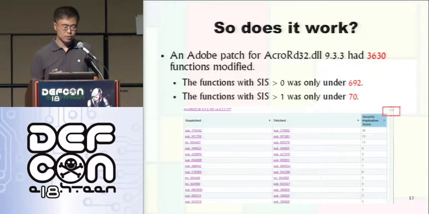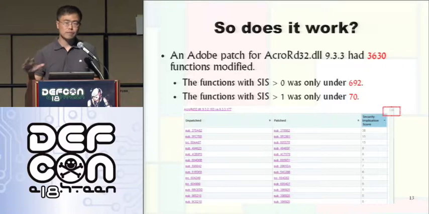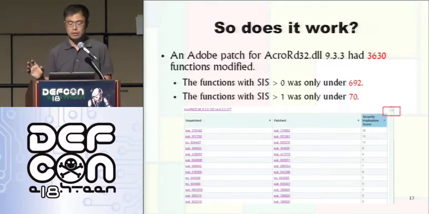I have an example here, acroaudi32.dll from Adobe. They released 9.3.3 a few months ago, and I diffed 9.3.3 with 9.3.2, and it created 3,630 entries of modified functions. So it's almost impossible to go through every function to find these security patches.